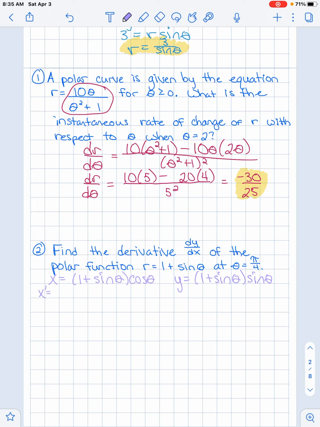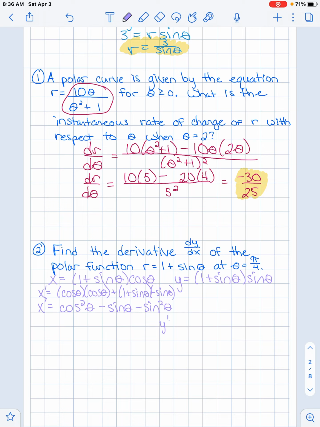So I'll find x prime here. Derivative of 1 plus sine is cosine, times cosine without changing it. And then plus 1 plus sine theta unchanged, multiplied by the derivative of cosine, which is negative sine. Okay, I'm going to simplify a little bit. I can simplify this down to be something nicer. Cosine squared, and then if I distribute the negative sign, this gives me negative sine theta minus sine squared theta. If that were cosine squared plus sine squared, that would make this more convenient, but it's not, so I'm going to stop right there.